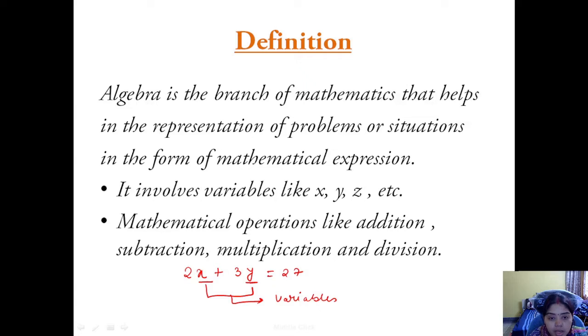Now here, this 2 and 3 are known as coefficients, coefficients of these variables. Here this plus is an addition operator, that is a mathematical operation. And this 27 here is the constant. It will always stay constant. Now, as we can see here, the algebraic equation consists of all these components.